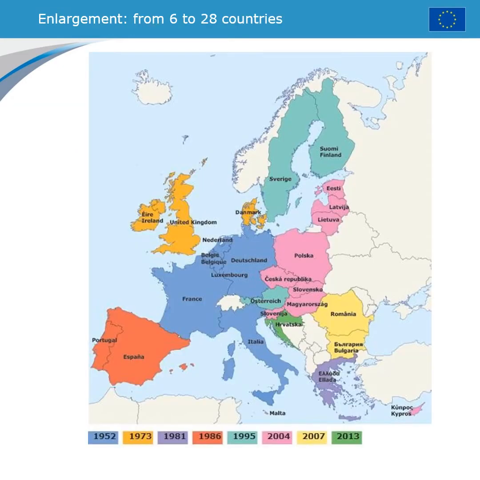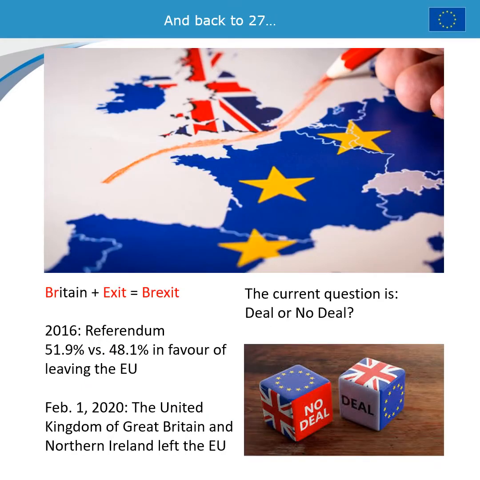Next is the enlargement process. You see that Europe used to be very small in the beginning. In 1952, when what would become the European Union was founded, it was only 6 countries: France, Netherlands, Belgium, Luxembourg, Germany, and Italy. And it grew to 28 countries in 2013 with the addition of Hrvatska, that's the Croat word for Croatia. Now we are back to 27.